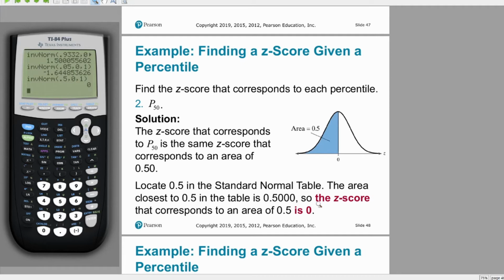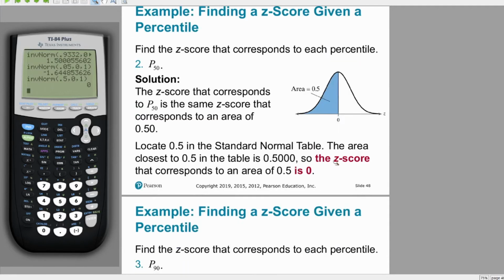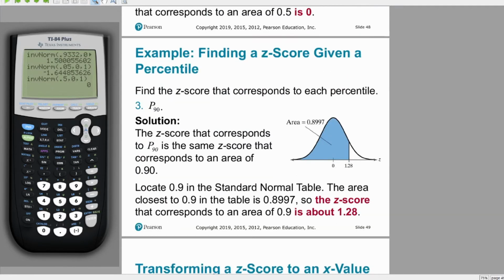So you shouldn't need a calculator for that one, but it's good to confirm. Like, you might be in a rush and not realize that you're doing something that's more obvious than it looks. For our last one, we want to find the 90th percentile. It's the same thing, although it's not quite as nice.